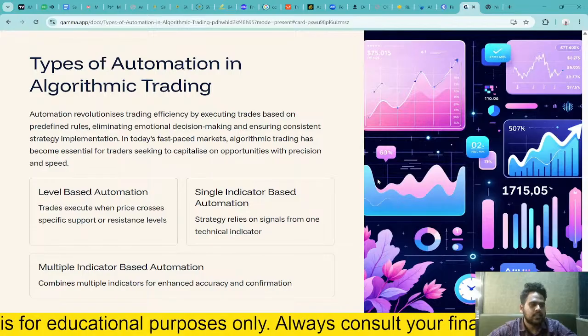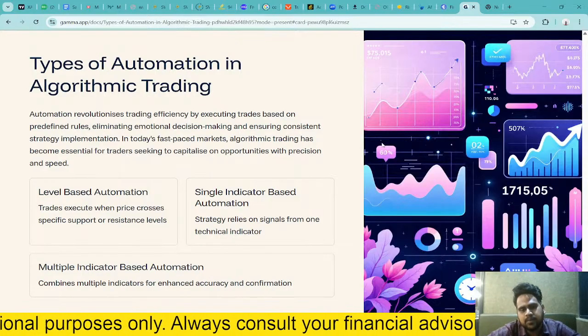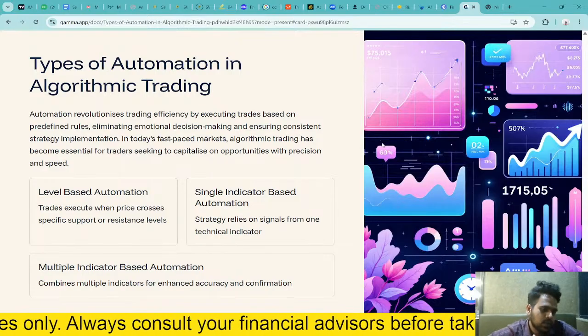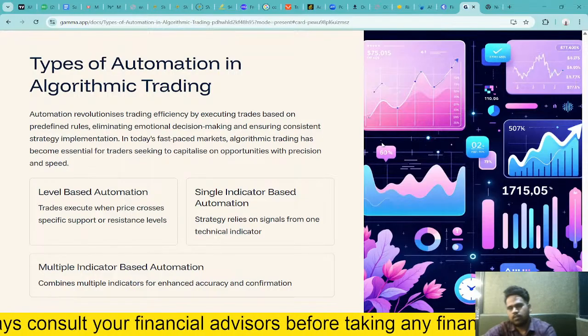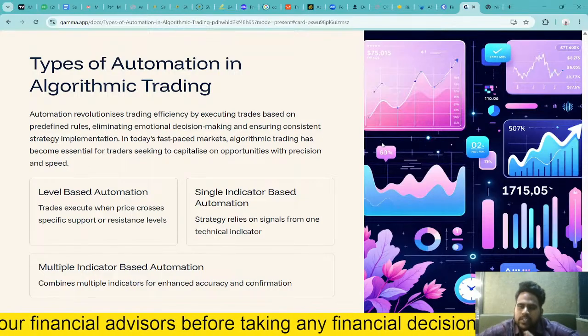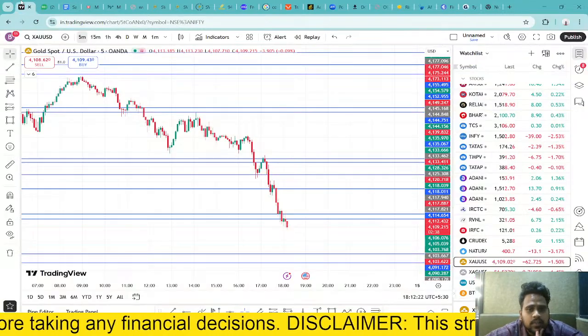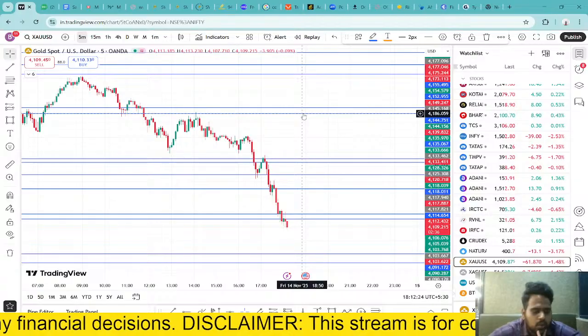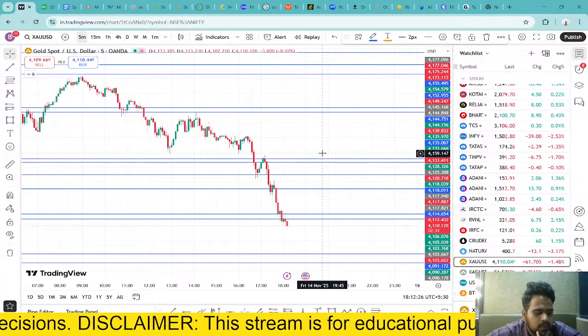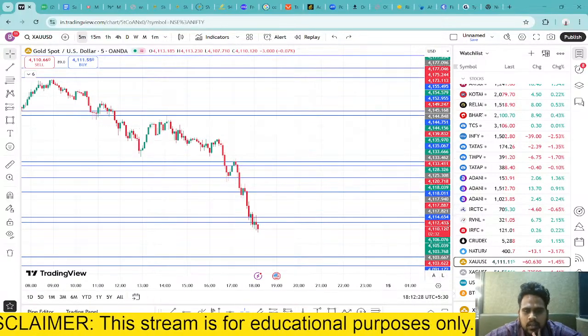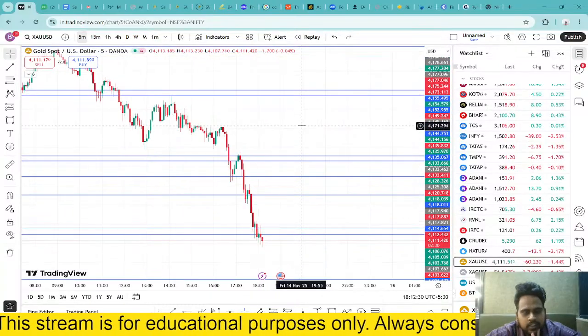So what happened exactly is we have types of algos over here. We have levels of algos and how to do them. First, let me tell you what algos are. Everybody knows that. Let me show you a chart. I'm drawing so many lines over here, above, lower, and everything.